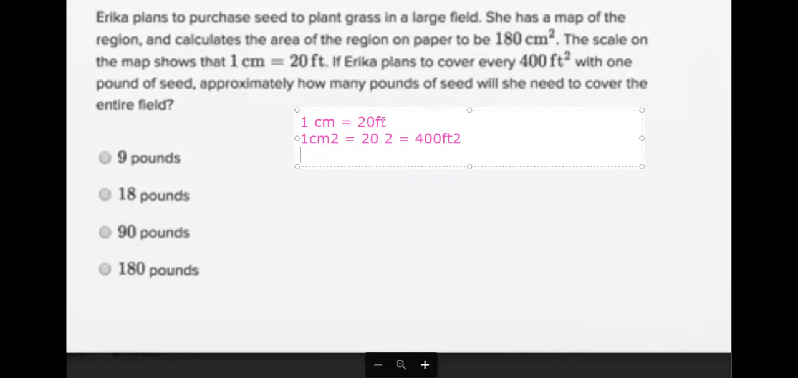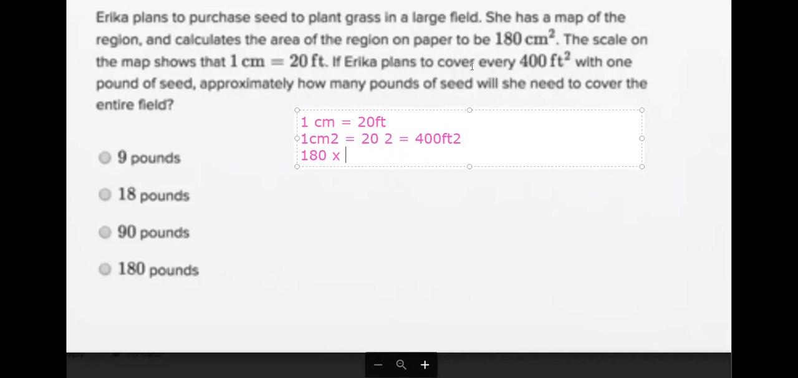Okay, what is the 1 pound area? 400. So now if I say that 1 centimeter is equal to 400 feet, right? 1 square. The area is what? 180 centimeter square? Yes. On paper, it's 180. Okay, so instead of centimeter square, can I write 400? Because 1 centimeter square is equal to 400 feet square.